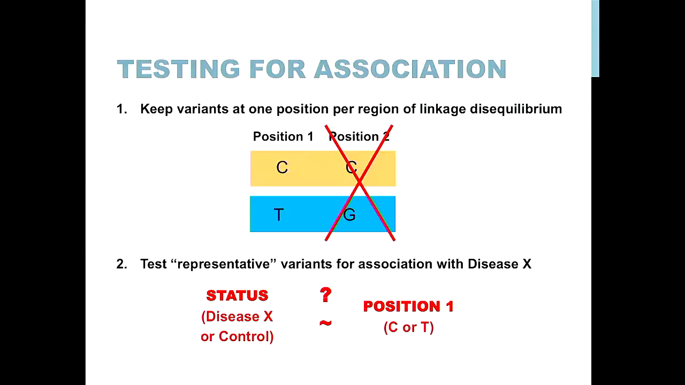We can make the assumption that if we have a C at position 1, we're always going to have a C at position 2, and so we want to know if that segment is actually associated with disease. That's what I'm saying with number 2: we test this representative variant for association with disease X. In this case, it'd be either C or T, and is that associated with the status of the patient's disease X or control?